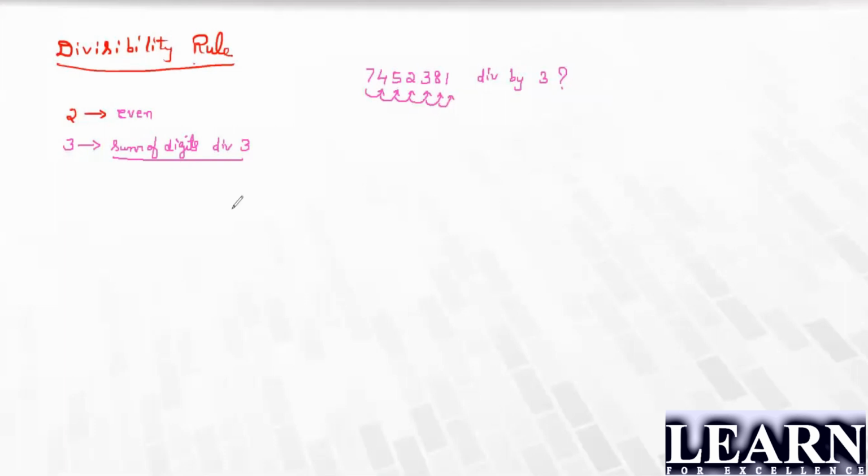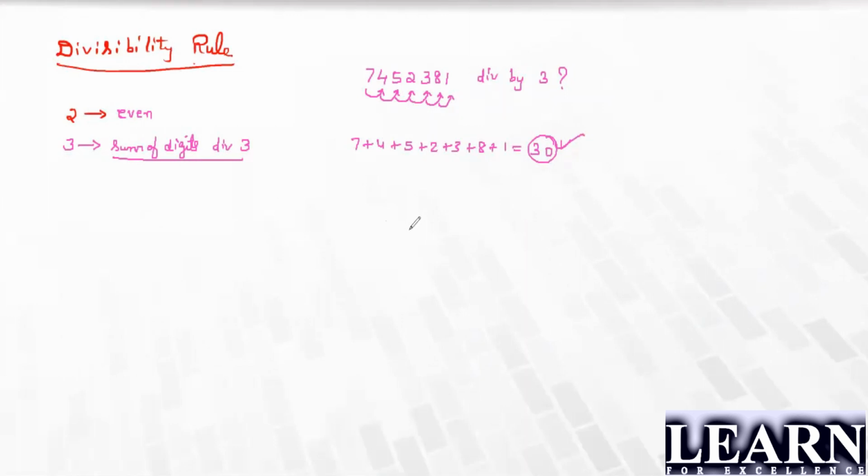Right? You guys have done this one. You have added all those things: 7 plus 4 plus 5 plus 2 plus 3 plus 8 plus 1, which equals 30. Yes, of course, 30 is divisible by 3. Then yes, it is the answer. I hope you guys have done this.